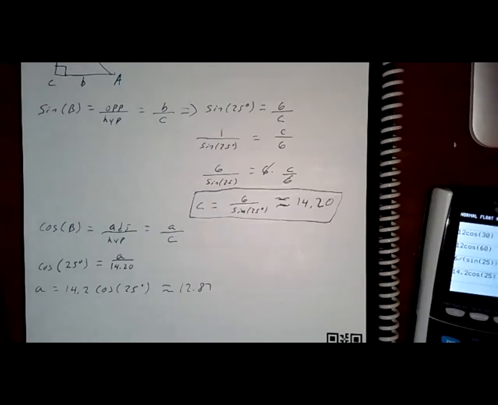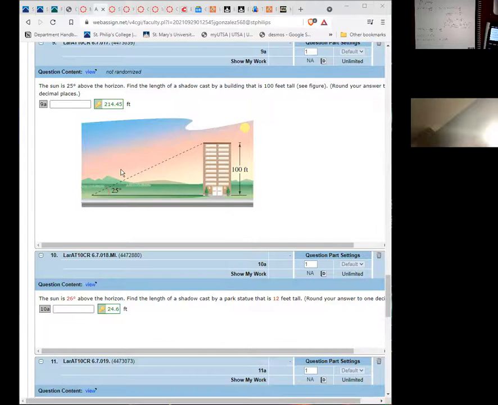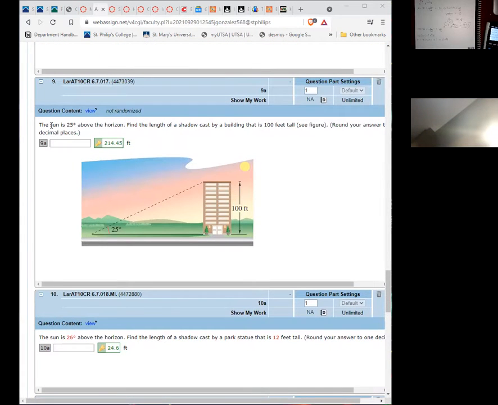All right, let me show you the word problem. This is number 9. Number 9 says the sun is 25 degrees above the horizon. So that means an elevation of 25. If I look towards the sun from the ground, there it is. Find the length of the shadow cast by a building that is 100 feet tall. Round your answer to 2 decimal places.